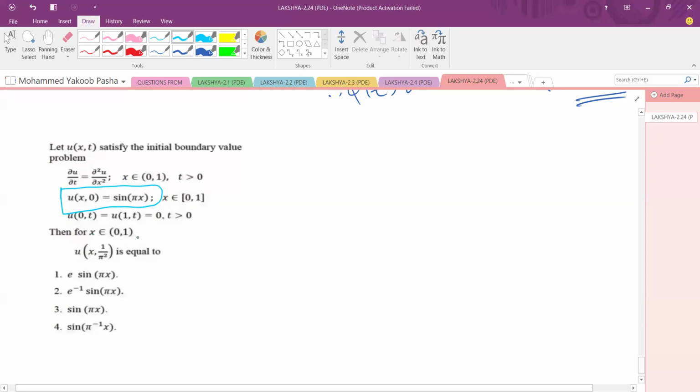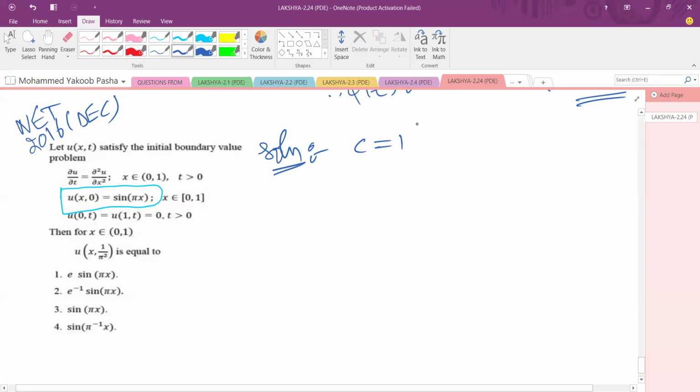Then for x belongs to open interval 0, 1, we have to calculate u of x comma 1 by pi square value. We have options: e sin pi x, e power minus 1 sin pi x, sin pi x, sin pi inverse x. This is CSIR NET 2016 December question.